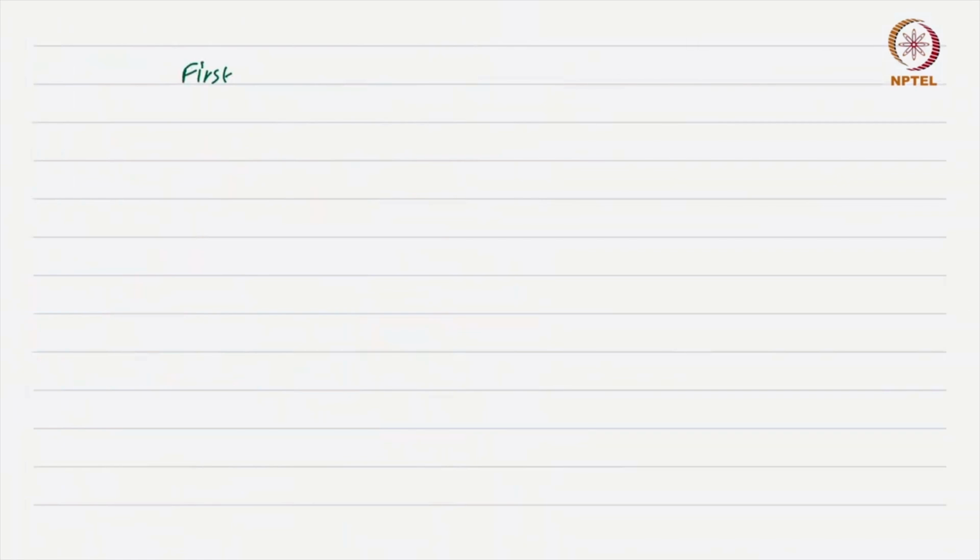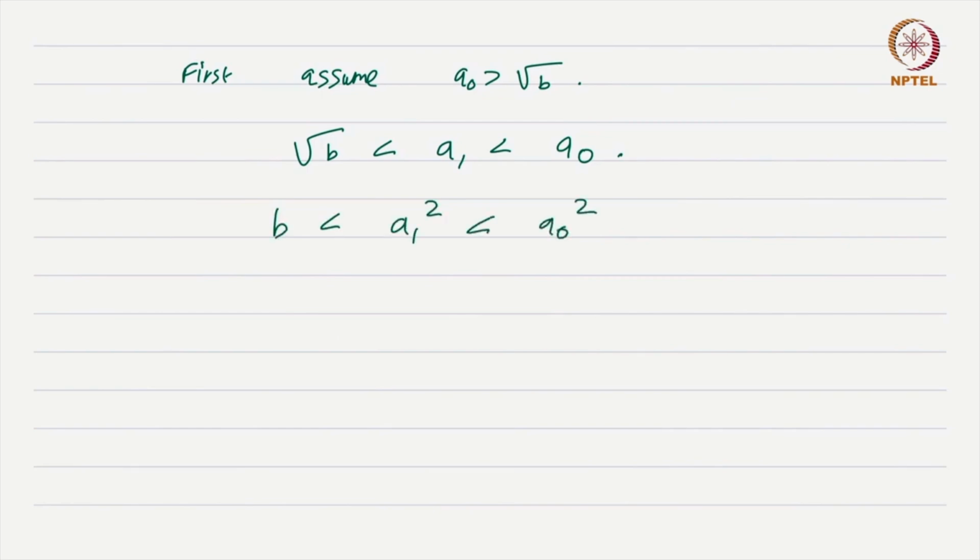We will first deal with the case. First assume that a naught is greater than square root of b. Then the claim is that square root of b is less than a1 is less than a naught, or in other words, the intuition behind this divide and average actually works. Now, showing this is the same as showing b is less than a1 squared is less than a naught squared. Here we can substitute for a1. a1 squared is nothing but 1 by 4 times (a naught plus b by a naught) squared.